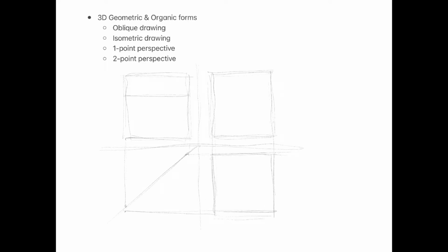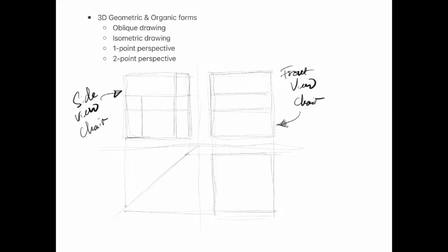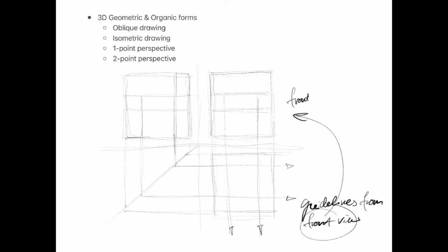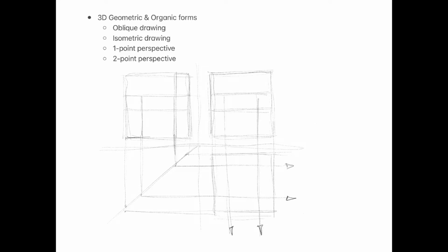Before we begin, we use an orthographic projection of the low back chair to help us visualize the oblique, isometric, first and second point perspective. Pay attention to how the guidelines are being established for the orthographic projection. Without the guidelines, it will be very difficult to draw and to plot exactly how the chair should be in all the three views of the orthographic projection.